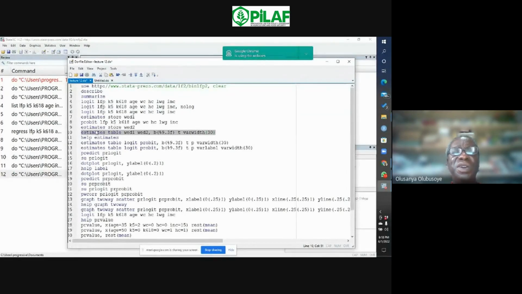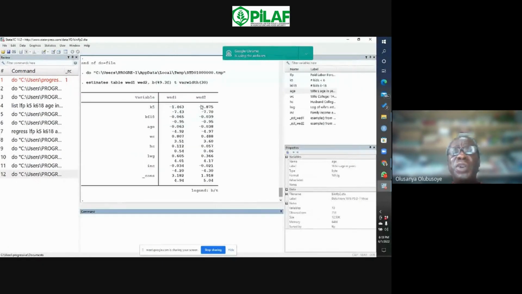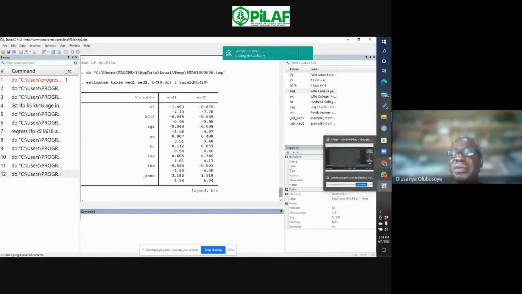So it helps you to compare coefficients, and if possible, put it in a format that is ready for publication. So you don't need to be typing. You can just copy this straight, and it allows you.